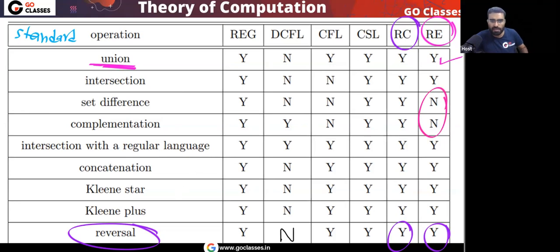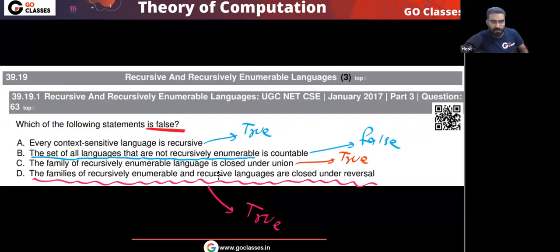So you can see the family of recursive enumerable and recursive languages are closed under reversal. This statement is true. So which statement is false? The answer will be option B. Because remember, the set of not RE languages is uncountable.